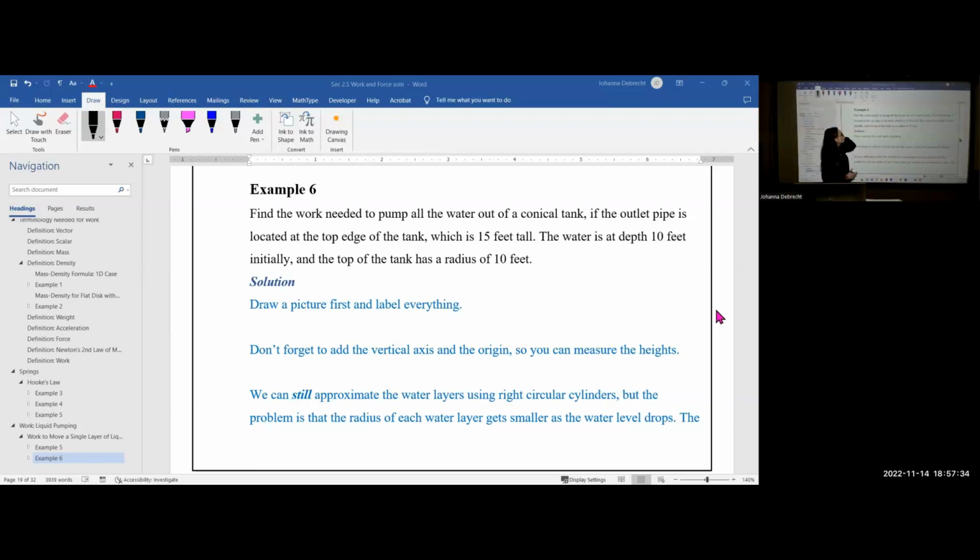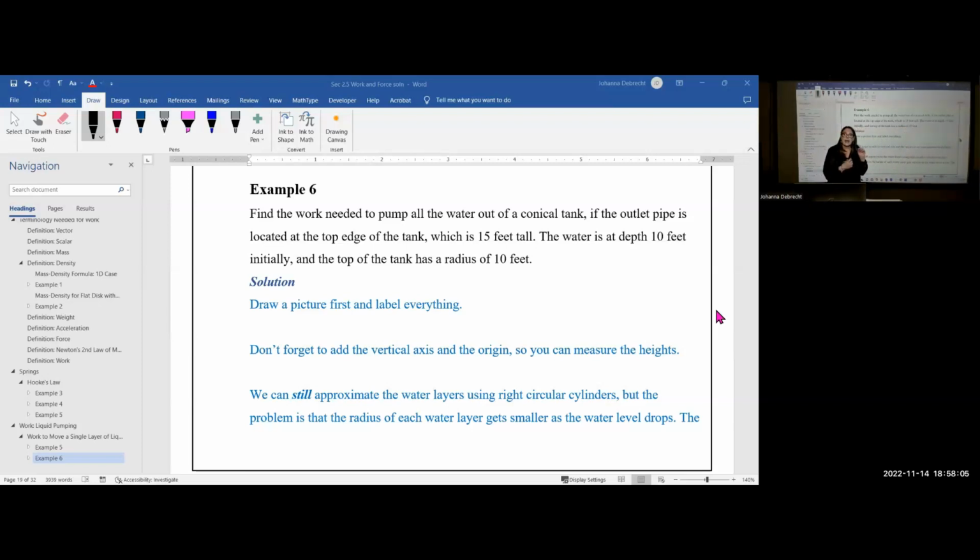It varies. Now we want to pump all the water out of the tank. The outlet pipe is located at the top edge of the tank, so it's not above the tank. The tank is 15 feet tall, so the outlet pipe is at 15 feet. The water is at depth 10 feet. So the water goes from 0 feet up to 10 feet. All right. And the top of the tank has a radius of 10 feet.